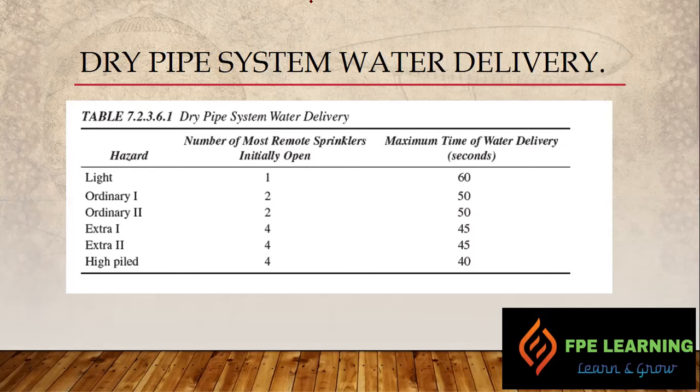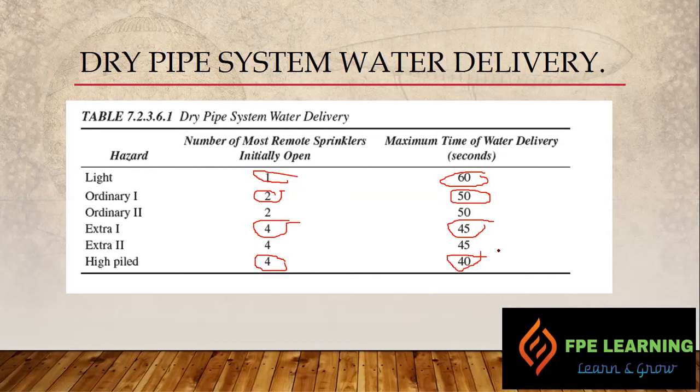So for the light hazard, at the most remote, sprinklers initially open is 1, right? In the light hazard case, if one sprinkler activates at the most remote location, water should reach there within 60 seconds, not more than that. If it is ordinary 1, 2 sprinklers open and water should arrive within 50 seconds. All the way for ordinary 2 the same. For the extra hazard, 4 sprinklers activated and the time is 45 seconds. If it is high pile, 4 sprinklers activated and delivery time is 40 seconds.